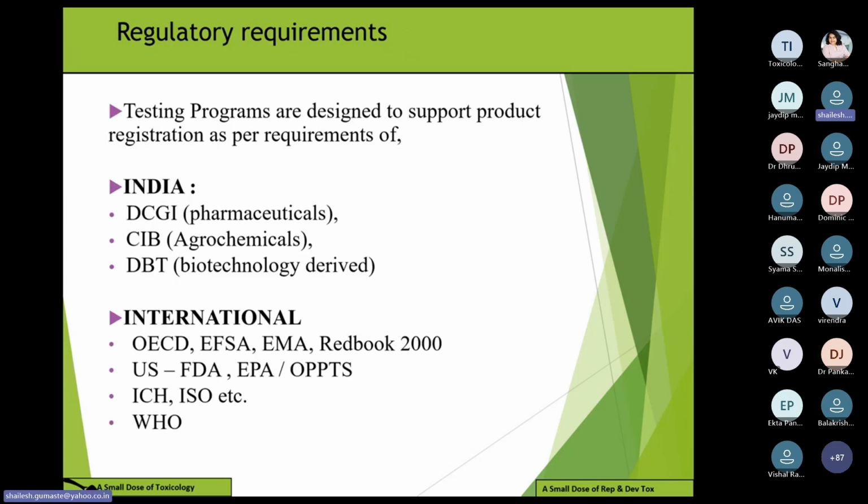So what are the regulatory requirements? Regulatory requirements for reproductive and developmental toxicity studies vary depending upon the region and the type of substance being tested. These are a few guidelines used for reproductive toxicology studies: in India, DCGI, Drug Controller General of India, and CIB, Central Insecticides Board, and for biotechnology-derived products. Internationally, OECD, US FDA, EPA, ICH, WHO, TSCA, etc.